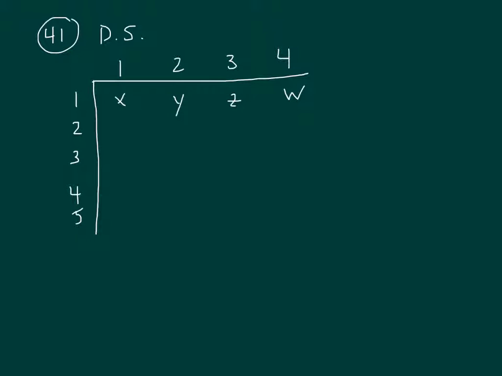All right, 41, data sufficiency. So I've got a chart I've drawn here, a spreadsheet. I've got 4 columns and 5 rows. Each one of my positions only has one number in it. So I've put an X here where column 1, row 1.